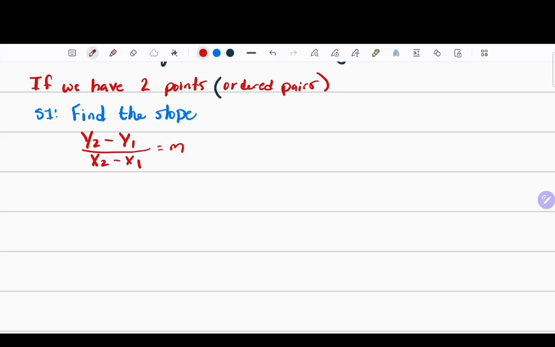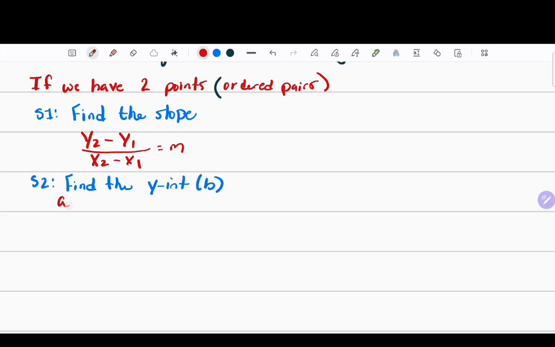All right. Then step 2 is to use the slope and one of those points to find the y-intercept. All right. Find the y-intercept. This is what we're trying to find, b. We just did that. So once you get the slope, use any one of those points to find the y-intercept. I'll go over that again really quickly.